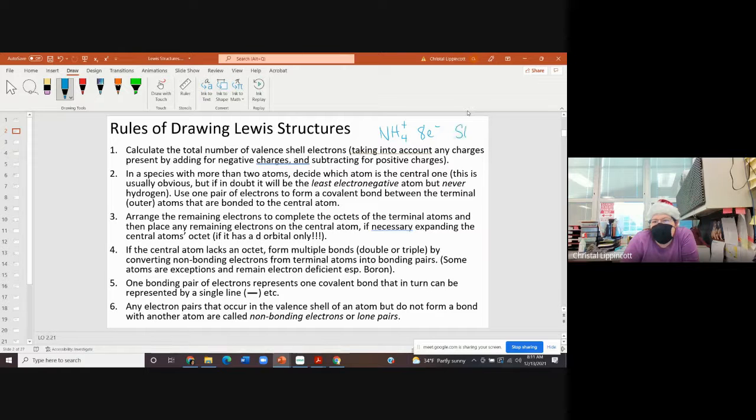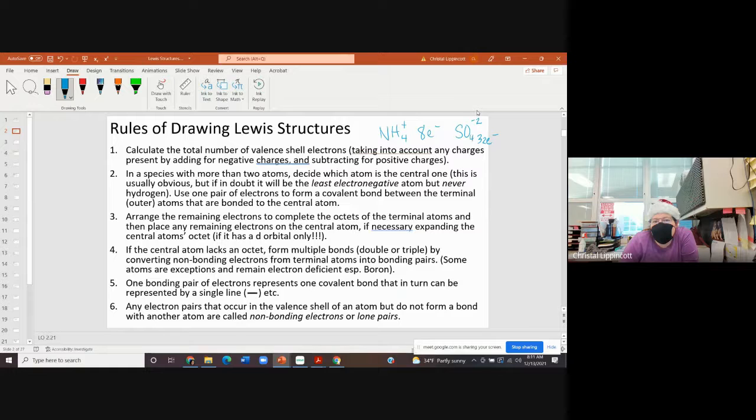If we had like SO4 minus 2, okay, here, you would have 6, and then 6 times 4 is 24, plus the 6 is 30. But we have a minus 2, so I need to add in 2 more electrons. This would have 32 electrons. Okay, so that's what they're talking about subtracting or adding in.